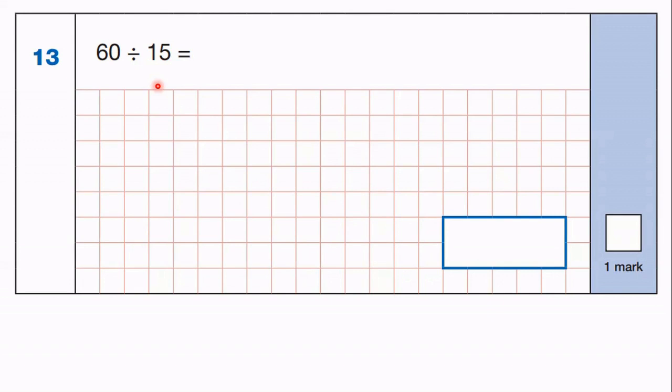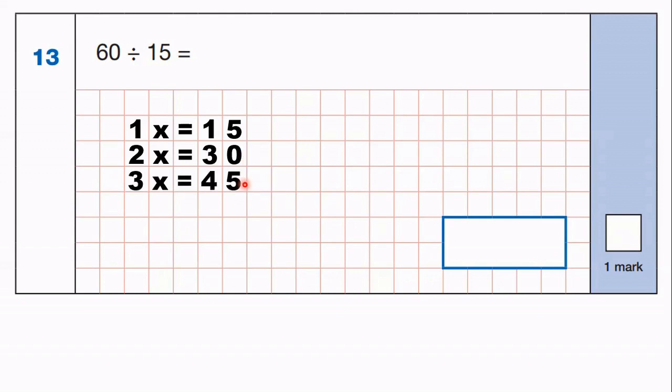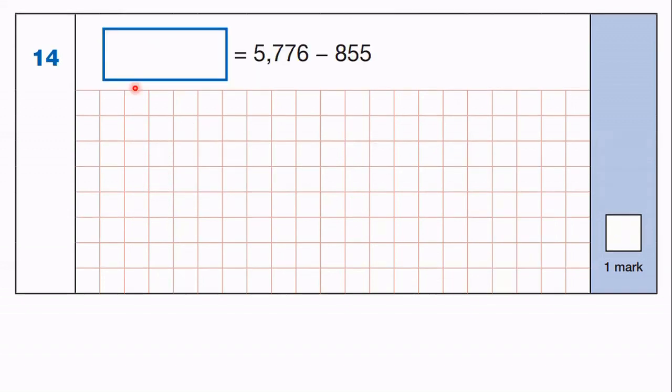Question 13. 60 divided by 15. We know that 1 times 15 is 15, so if we add 15, 2 times 15 is 30, adding another 15, 3 times 15 is 45, and another 15 brings us to 60, and because that's 4 times 15, the answer to 60 divided by 15 must be 4.